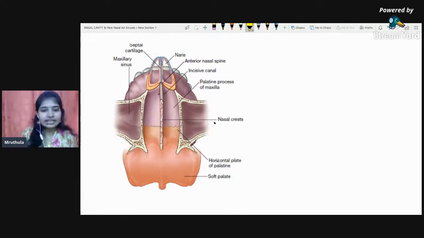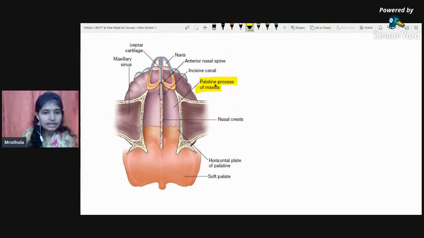Now we are seeing the floor. What you're seeing in the middle that separates the right and the left is called the nasal crest. That's not important for us. We want to know the 2 bones which form the palate. Anteriorly, we have the palatine process of maxilla. The maxilla is the huge bone which forms this anterior part. We'll see that in the skeleton in a short while. That projection is called the palatine process.